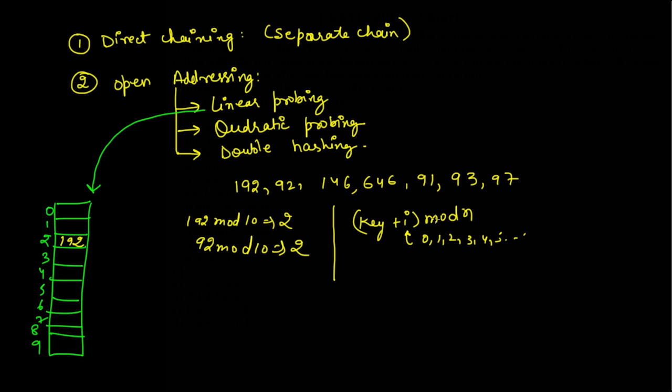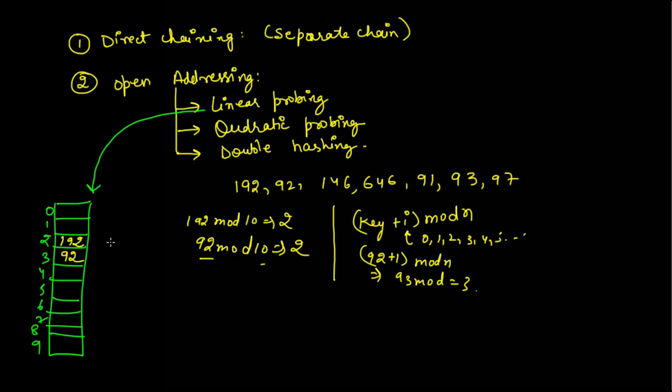When the value of i is 0, we do 92 mod 10. But in the position where we get 92 mod 10, we have got the position 2, and there is already other data present there. Therefore we are going to increase the value of i. So next time we calculate 92 plus 1 mod n, which is 93 mod n. So the location is 3. So at index location 3, this 92 will be stored.